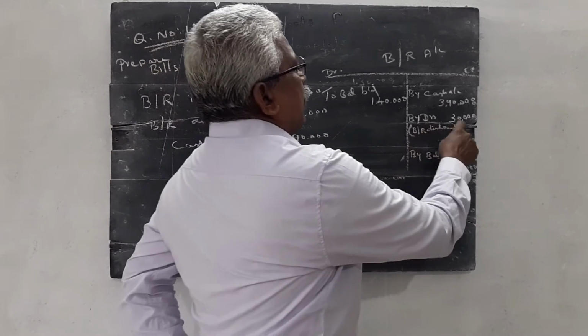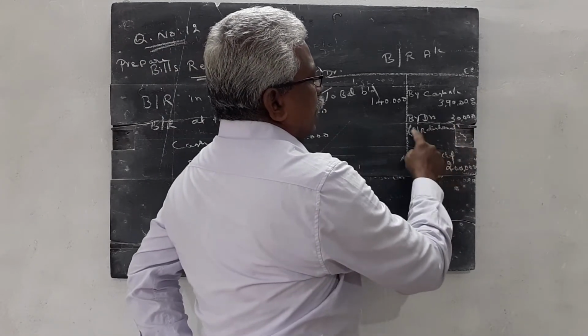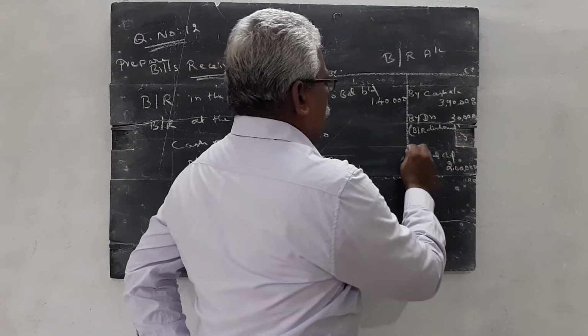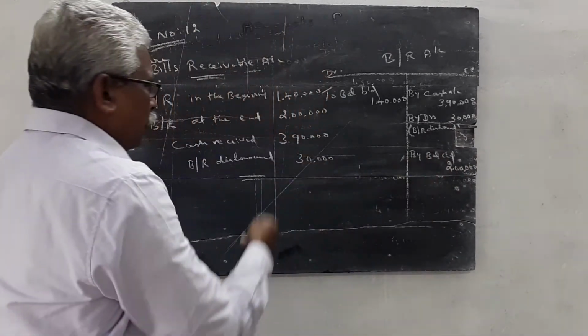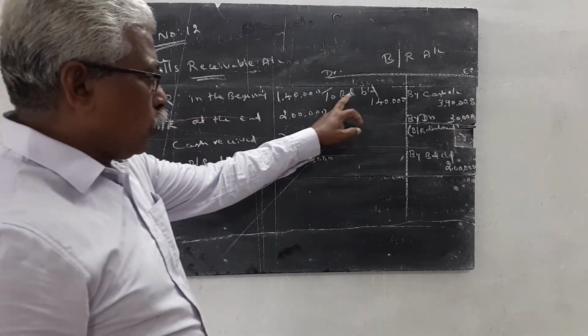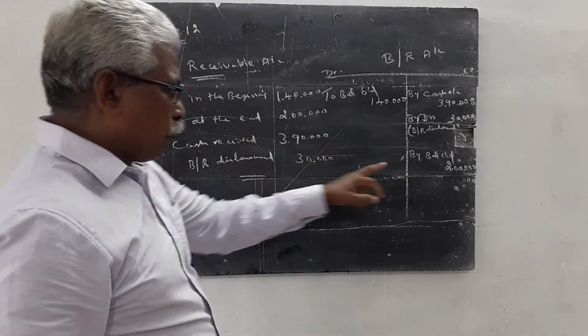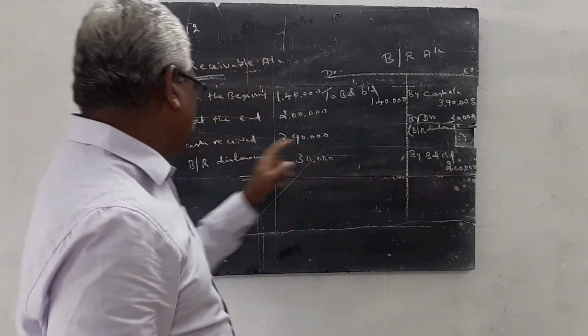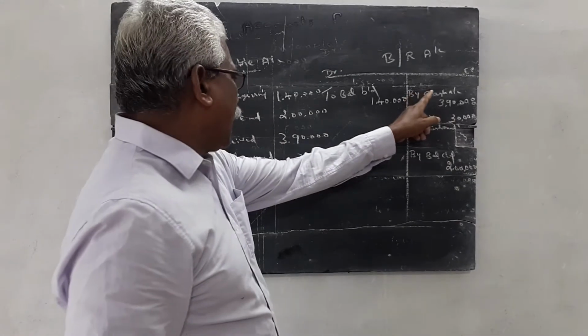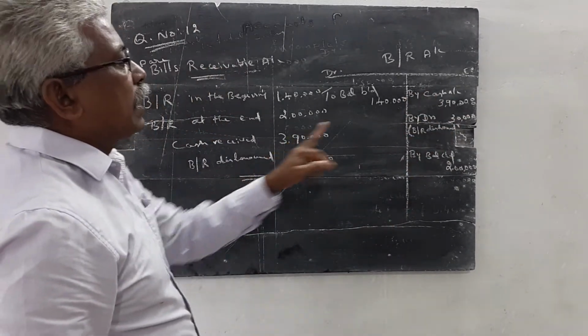By sundry debtors 30,000. Bills receivable dishonored is entered within bracket. These are all the information given in the question. We write all the information. Bills receivable in the beginning of the year, to balance brought down, 1,40,000. Bills receivable at the end, by balance carried down, 2 lakhs. Cash received 3,90,000. Bills receivable dishonored 30,000.